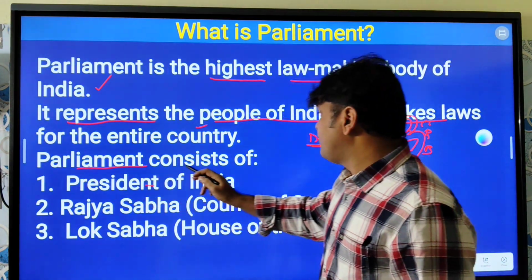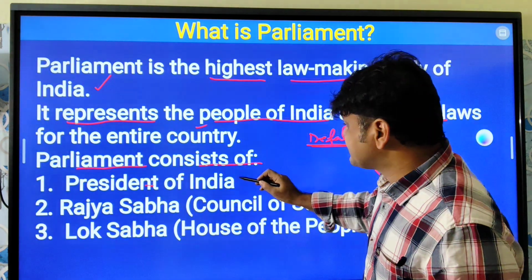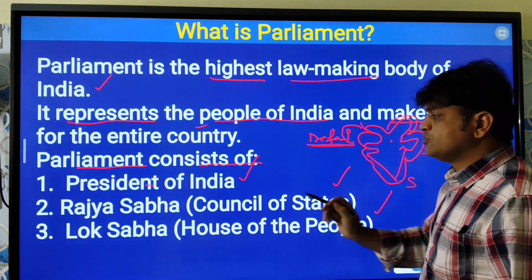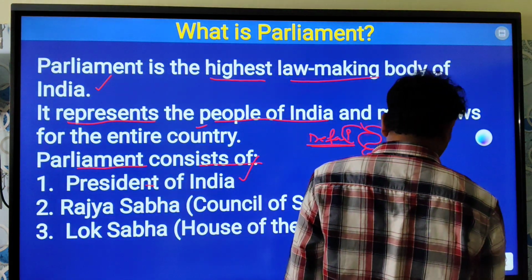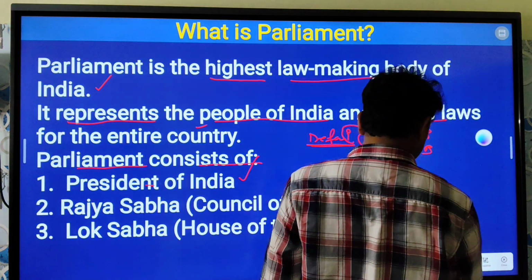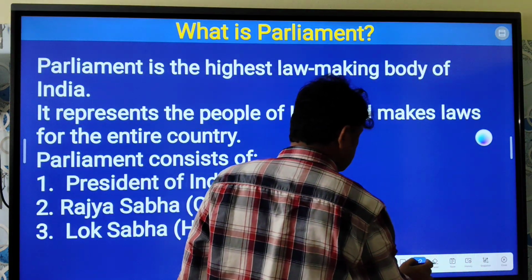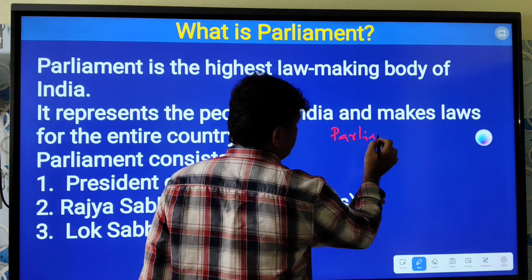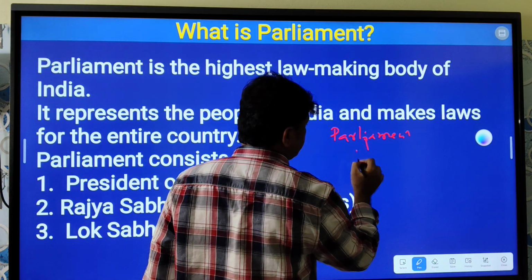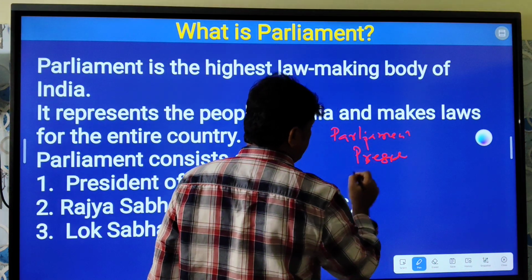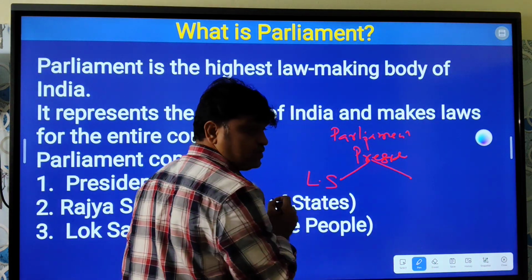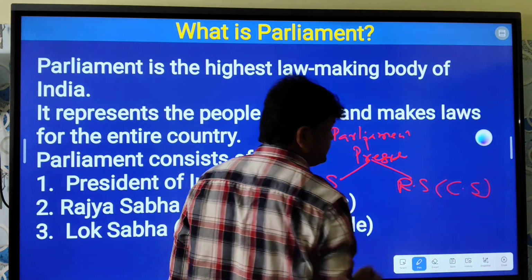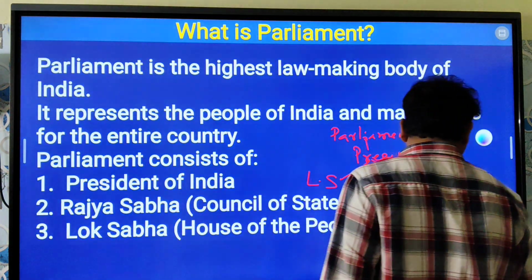And Parliament consists of three bodies. One is the President of India, Rajya Sabha, Council of State, and Lok Sabha, House of the People. So what I mean is that Parliament comprises three bodies. One is the President, another is Lok Sabha, the People's House, and Rajya Sabha, which is also called the Council of State. So going to the next slide.